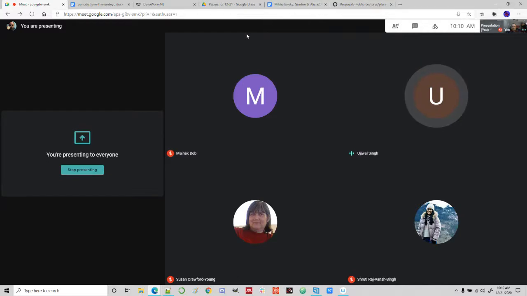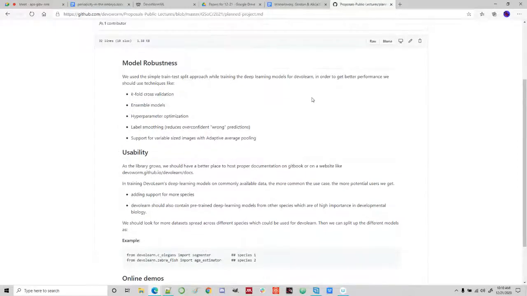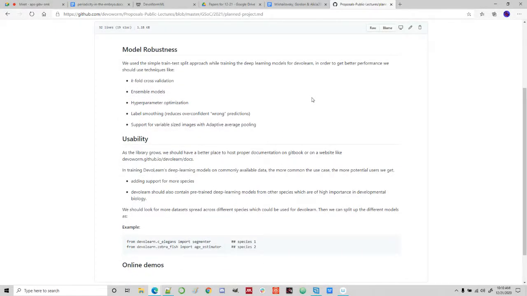In this proposal, can you go to the proposal? So the proposal is that the model robustness parameters that you are using right now are not worthy of the whole GSoC project, like the K-fold cross validation or stratified splits and using ensemble models. I think by that he means something like gradient boosting. So these might not be able to extend throughout the summer of code.